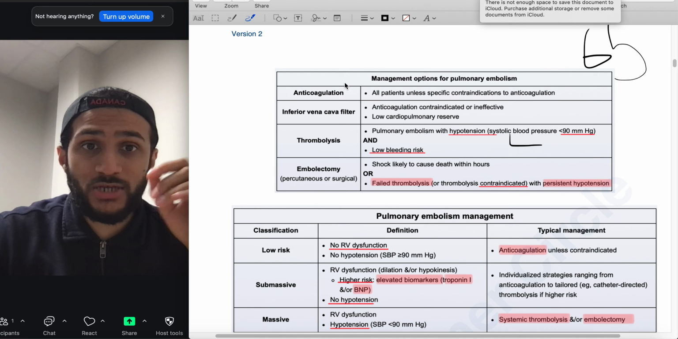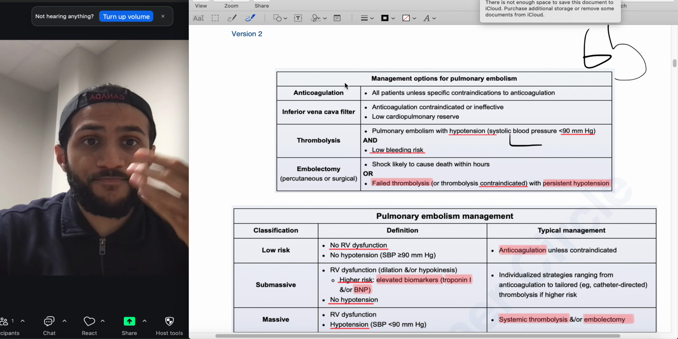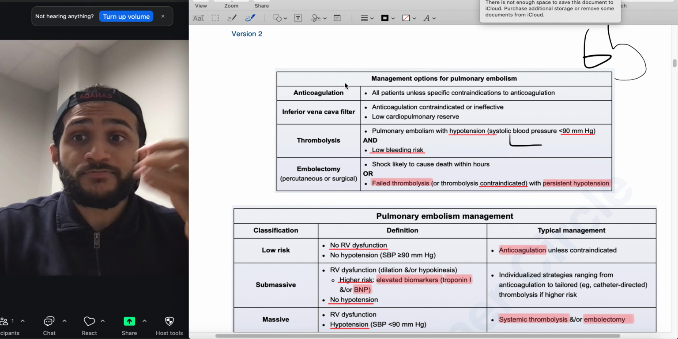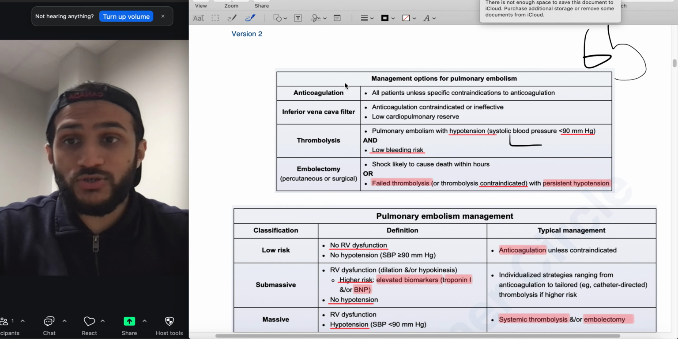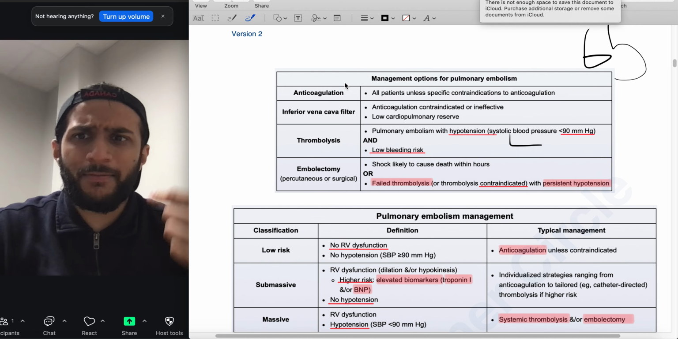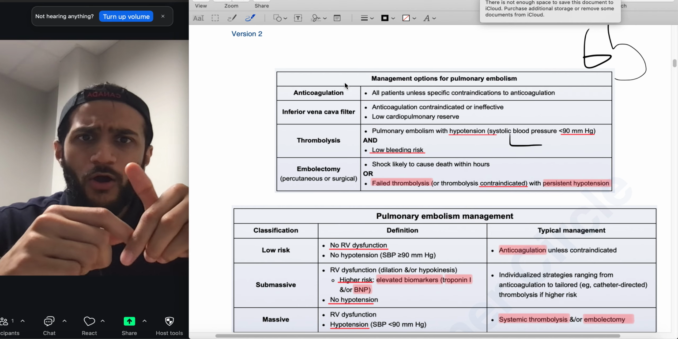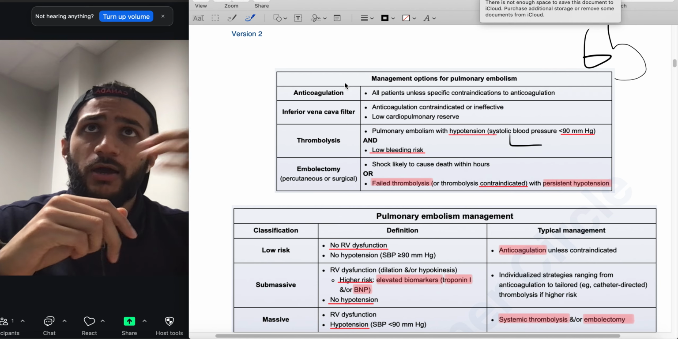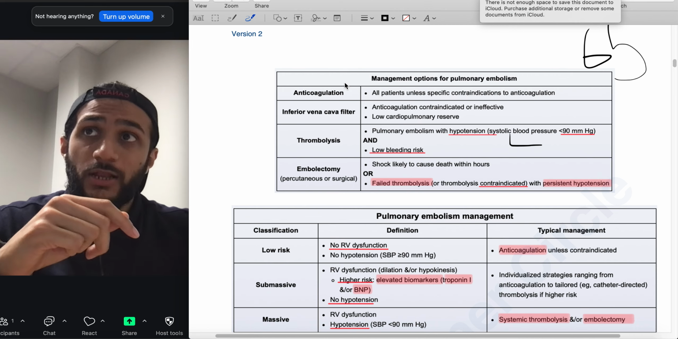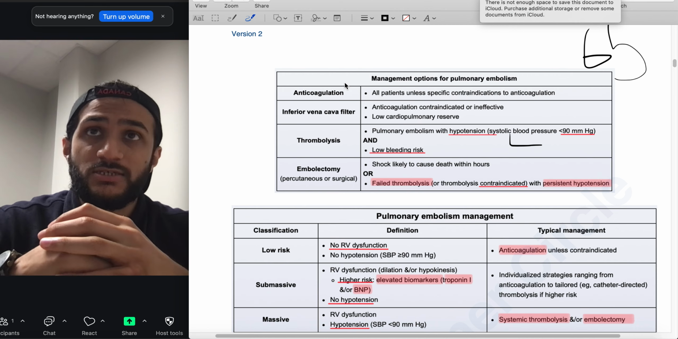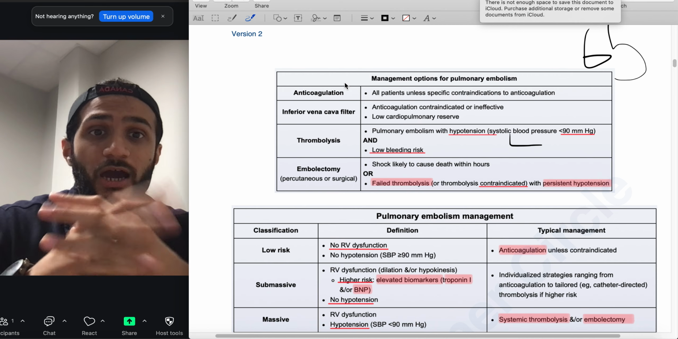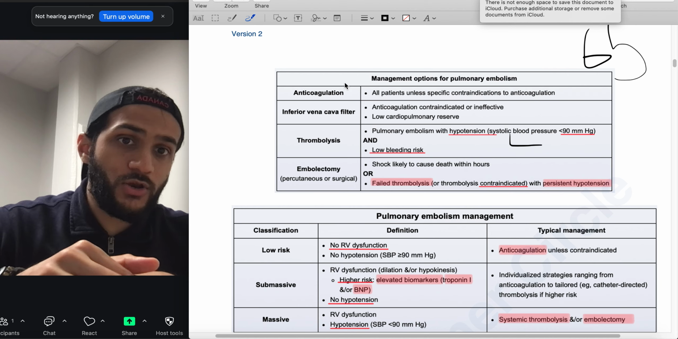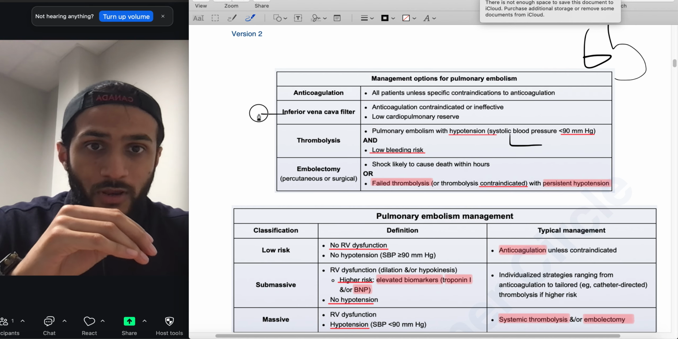So all patients, unless there is a specific contraindication to anticoagulation. Then we can do an IV filter. So that's going to be an inferior vena cava filter. You would go through your femoral vein, then through your external iliac vein, into your IVC, and extract that. So anticoagulation contraindicated or ineffective, or low cardiopulmonary reserve.